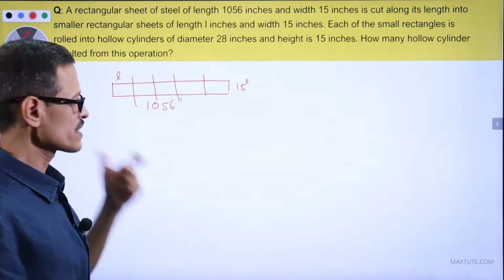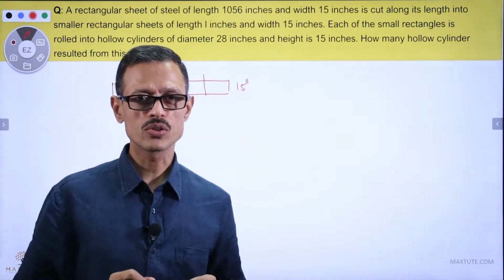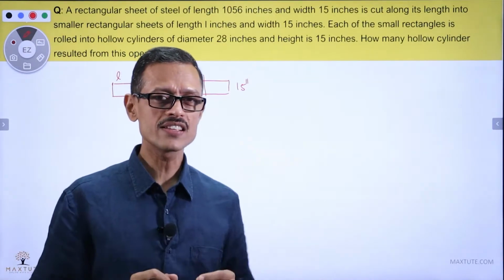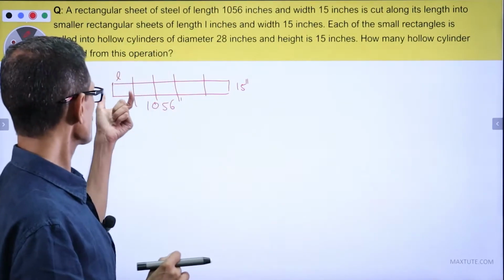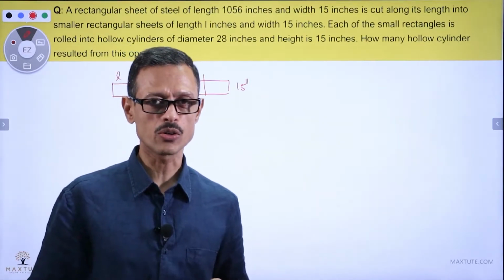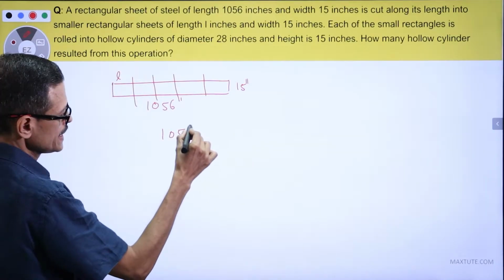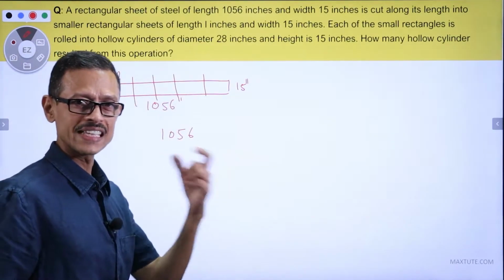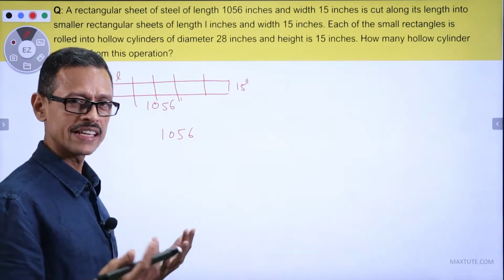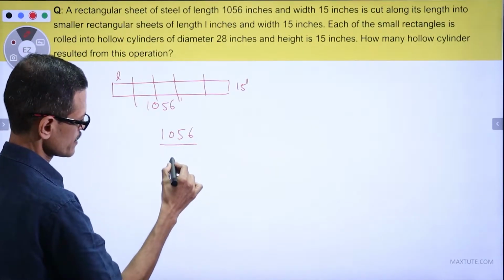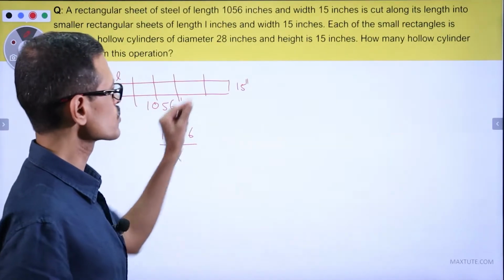We are picking one such sheet, making it into a hollow cylinder. So the number of hollow cylinders that we'll get will be the same as the number of these small rectangular sheets that we have got. Total length is equal to 1056. Each piece that is cut is of length L inches. So how many pieces will we get? We'll get 1056 divided by L. So that is going to be the final answer.